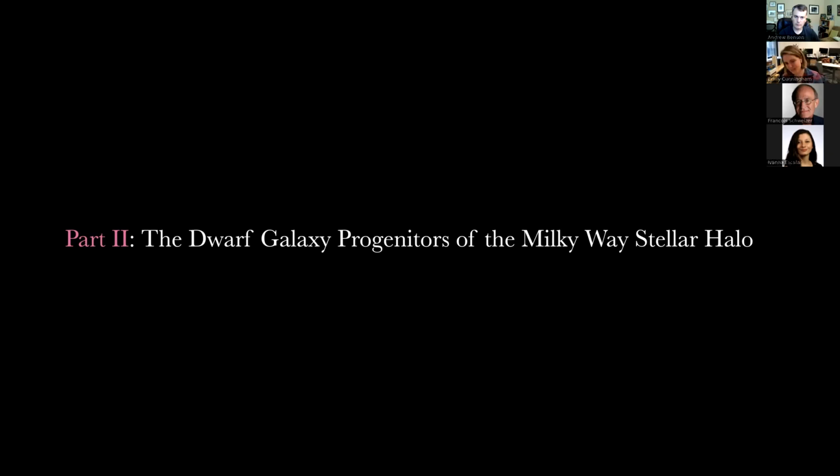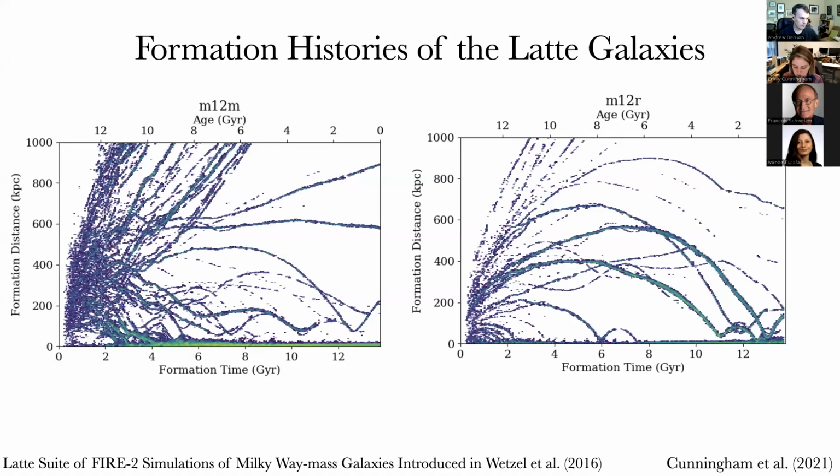For the second part of my talk, I'm going to switch gears and talk about the dwarf galaxy progenitors of the Milky Way stellar halo, and think about how we can use observations of halo stars to learn about the dwarf galaxies that have contributed to the buildup of the stellar halo. So to motivate this talk, I'm going to start with these two figures here.